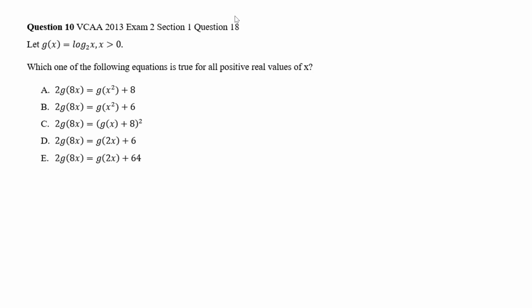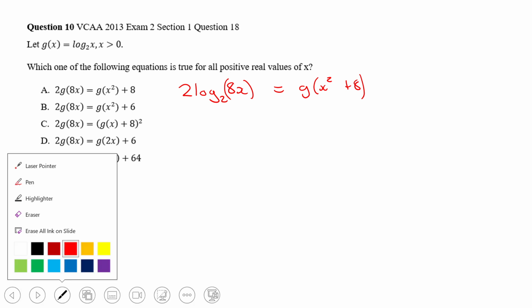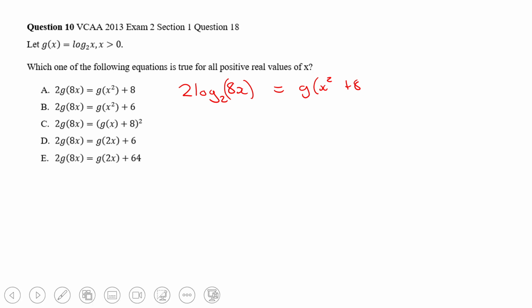So let's look at the first question and substitute that in. So that would be 2 log base 2 of 8x is equal to g of x squared plus 8. So we can see the first side is all the same, so I'm just going to focus on that first side for now, and then we're going to come back to the second side.